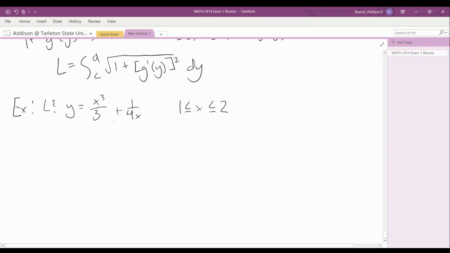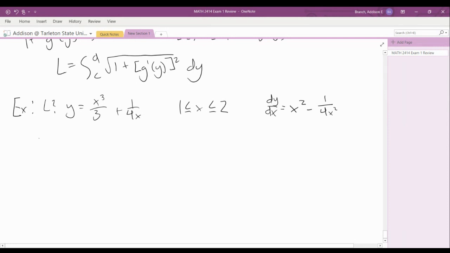Our first step is to take the derivative of y. So dy over dx: x cubed over 3 goes down to x squared. And the derivative of 1/4 x to the negative 1 turns into a minus 1 over 4 x to the negative 2, or 1 over 4x squared.